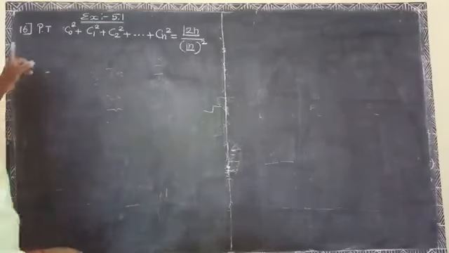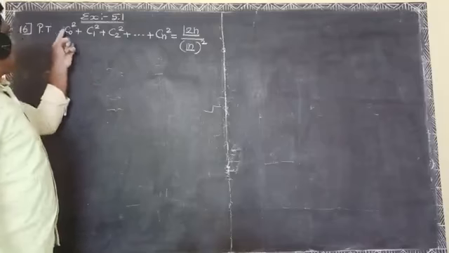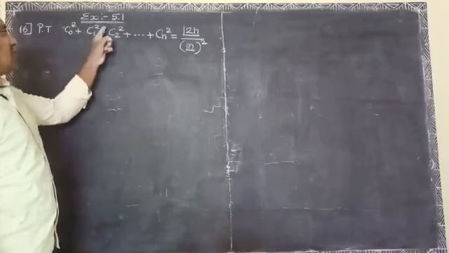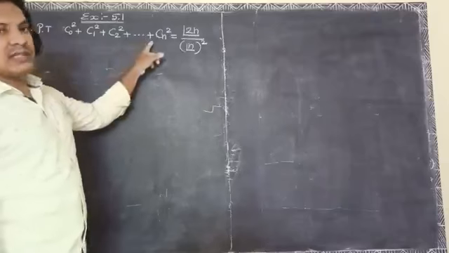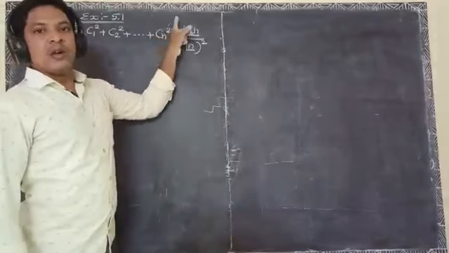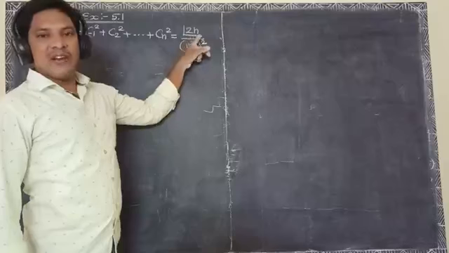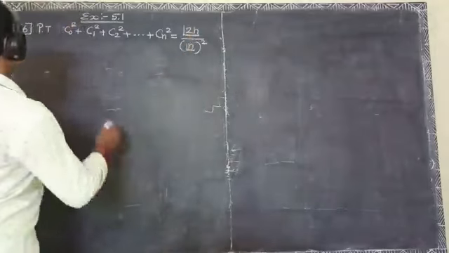Exercise 5.1, question number 16. Prove that C0 square plus C1 square plus C2 square plus and so on plus Cn square is equal to (2n factorial divided by n factorial) the whole square. Proof.